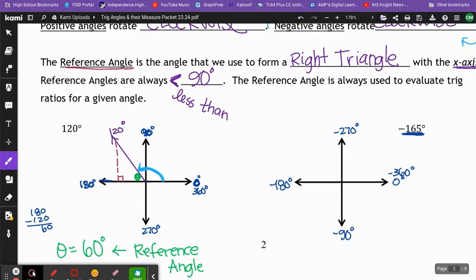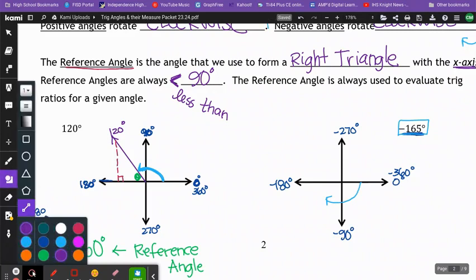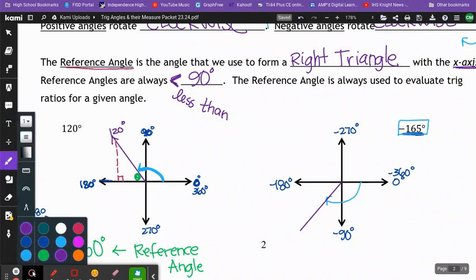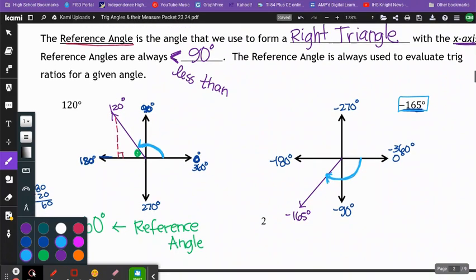If I need negative 165 degrees, I'm going to start at my initial side. I'm going to travel in a negative direction this way, and somewhere in here is negative 165. So let's draw that terminal side. There we go. Label it. This is negative 165 degrees. I've shown my rotation. I've moved in a negative direction to get to this angle. It's negative 165 degrees. Now I need to find theta.